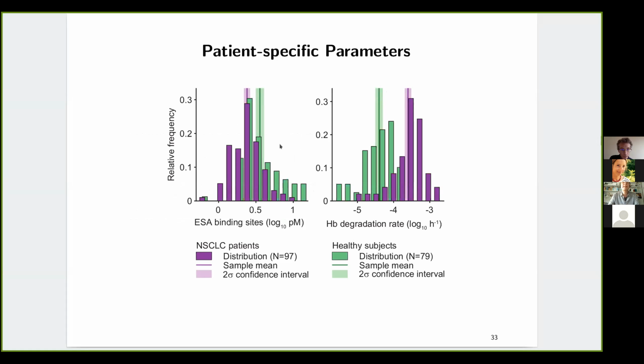So if we do this for around 100 patients and 80 controls, we here have the distribution of the number of red blood cells, these ESA binding sites, and the degradation rate. And you can see green is healthy, purple are the patients, that the number of binding sites, on the logarithmic scale here, in the mean is smaller, and especially, and this was somehow surprising, that the degradation rate is increased by an order of magnitude.